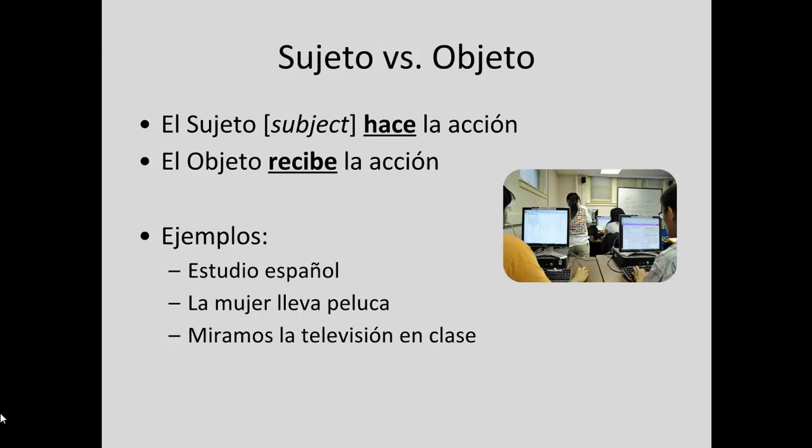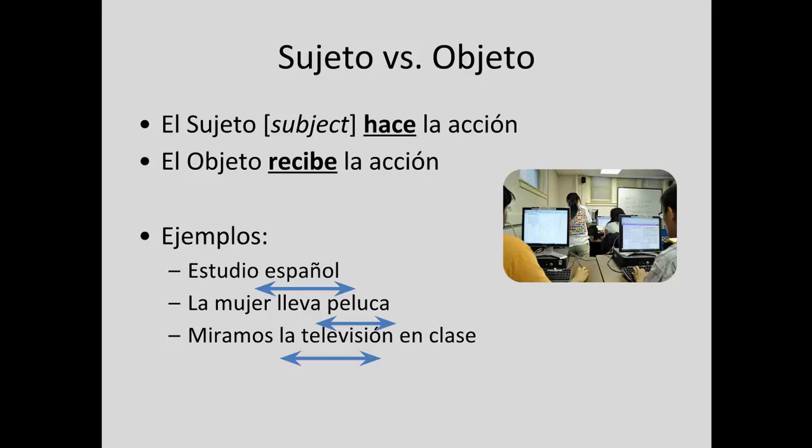sentence? Estos son los ejemplos. Estudio español. I study what? Spanish. La mujer lleva peluca. The woman wears what? A wig. Miramos la televisión en clase. We watch what? Television in class. So español, peluca, and televisión are the objects of the sentence.